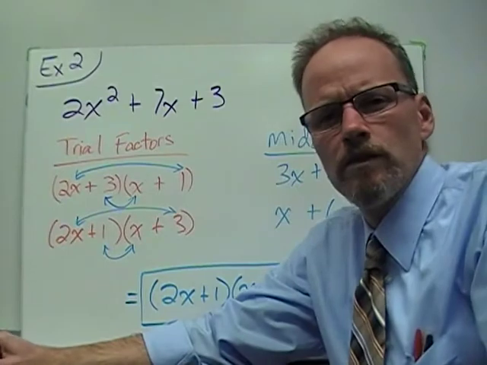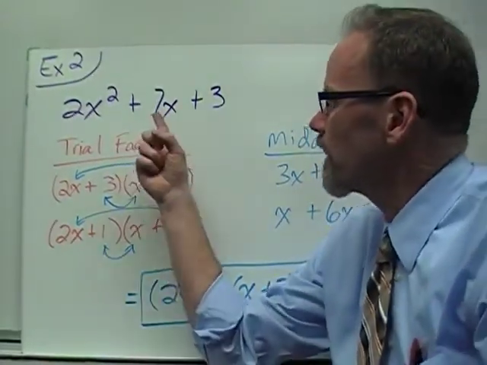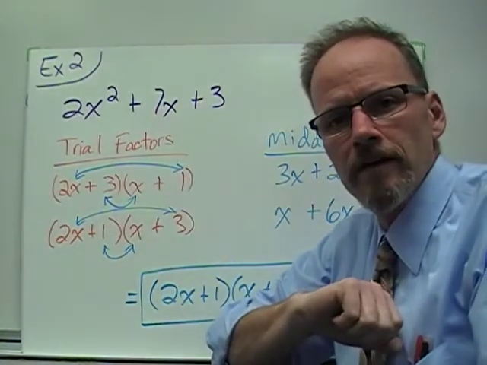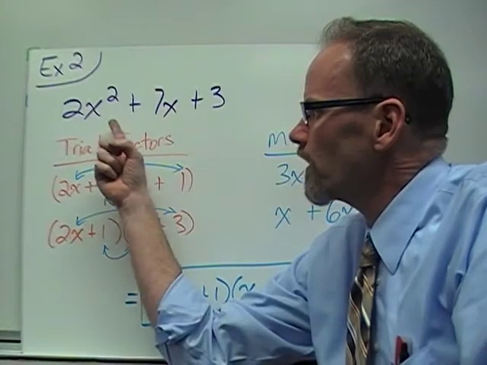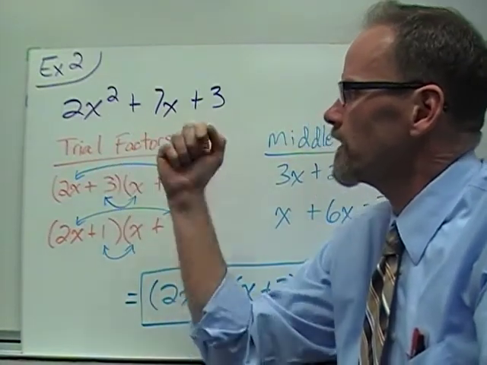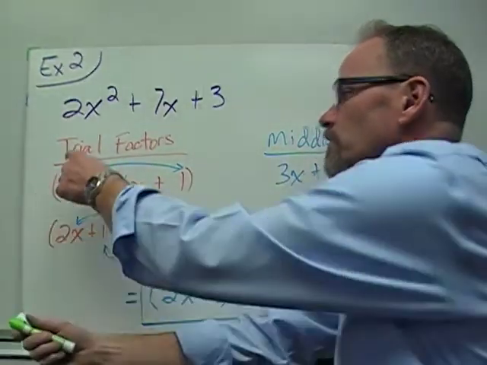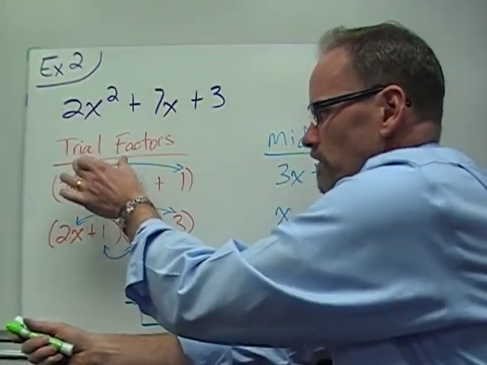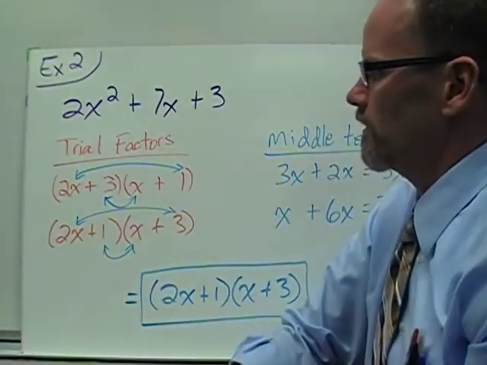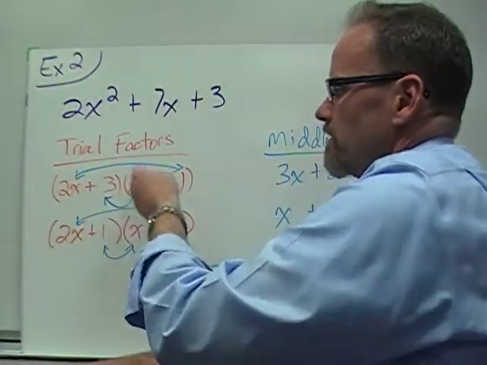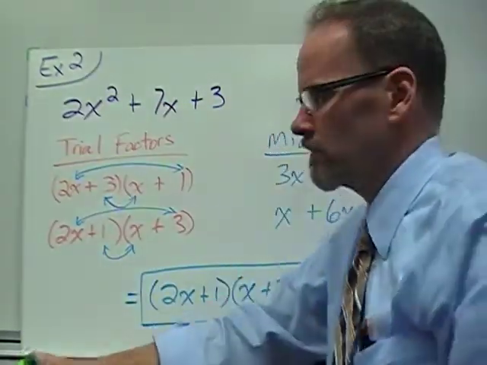All right, we're going to do another example, a little bit simpler this time. I just have some single digits here to show you what would happen. I've got 2x squared plus 7x plus 3, and I start to think of my trial factors. So I write out some trial factors. I set up my template, so I've got blank binomials.